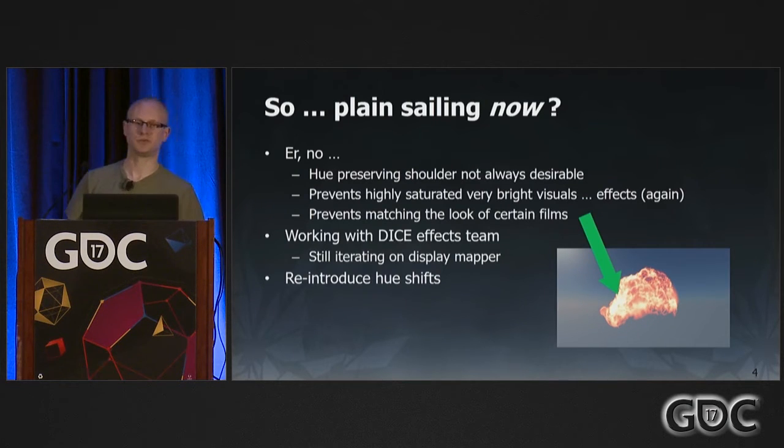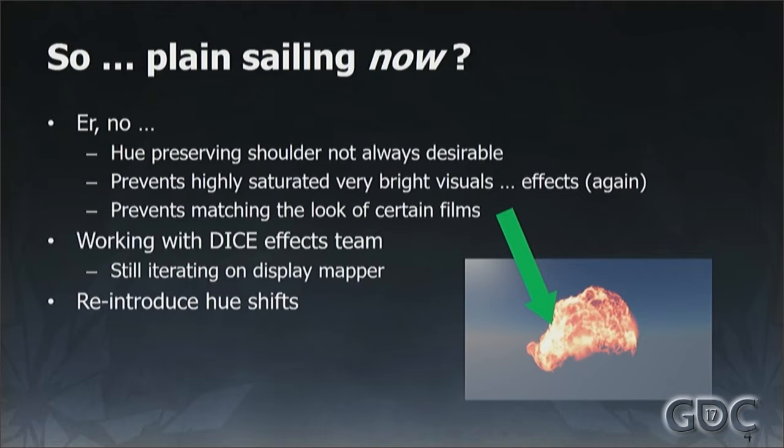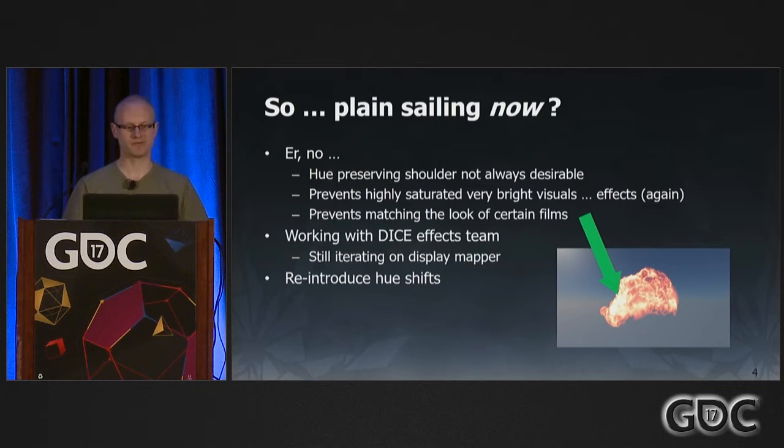So now is it plain sailing? Well, no. Again, this hue-preserving shoulder, it's great. We can work with it, but it's not always desirable, and it precludes the creation of very, very bright saturated visuals, and again, that's effects. So if you look at the center of that fireball, that very, very bright hotspot, it looks hot, but it's also white because we've knocked out all of the saturation. And that means that we can't match particular film stock. So if you've got a game that's, say, trying to match a particular film stock, you can't do that because we've fundamentally changed the display mapper.